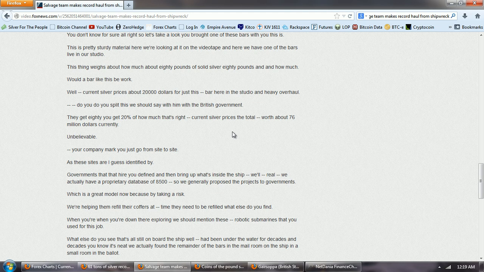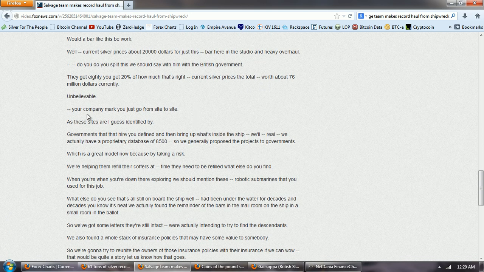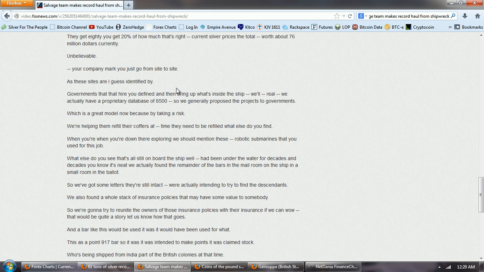So let's read this. And they put a silver bar on there. It says, this thing weighs about 80 pounds solid silver. Well, at current silver prices, it's about $20,000 for this bar. Do you split this, should we say, with the British government? And he answers, they get 80 and you get 20% of, that's right, current silver prices, the total worth about $76 million currently. Unbelievable. Your company, Mark, you go from site to site, as these sites, I guess, are identified by governments that hire you, defined, and then bring up what's inside the ship.